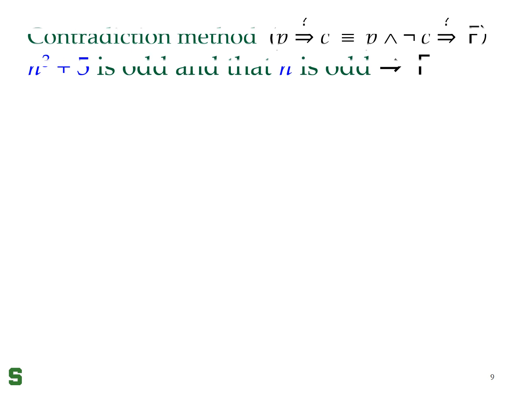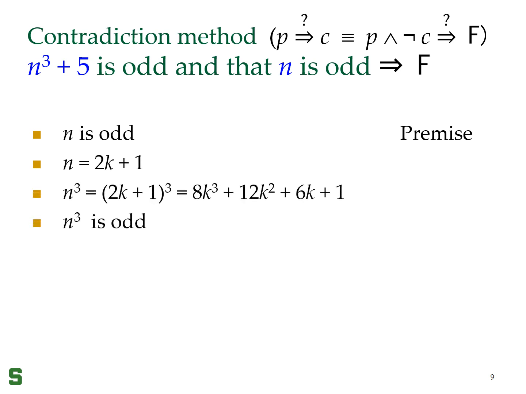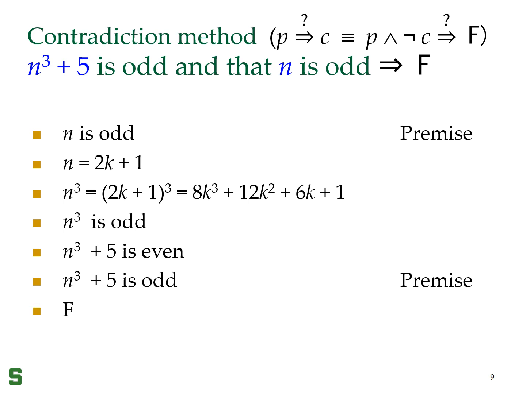Proof by contradiction is going to be similar. It's essentially going to have one extra step, which is what we ended up with last time: n cube plus 5 is even. If we're assuming n cube plus 5 is odd, which is our premise, that will lead to a contradiction.